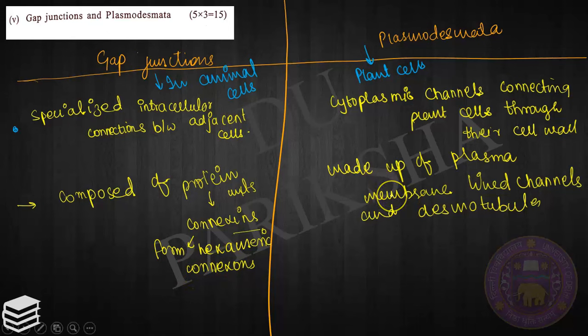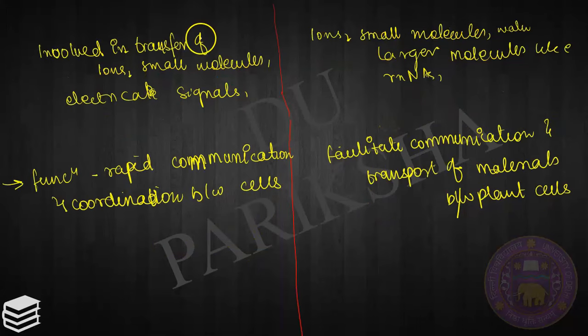And plasmodesmata are made up of a plasma membrane lined channel and desmotubules. A gap junction has no connection with the endoplasmic reticulum, while in plasmodesmata, the desmotubule, a membrane tube that is derived from the ER, connects the two endoplasmic reticula.